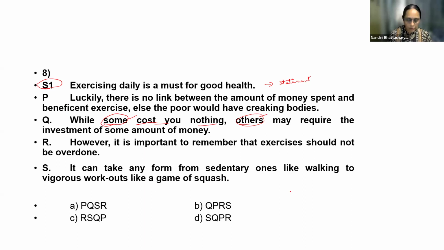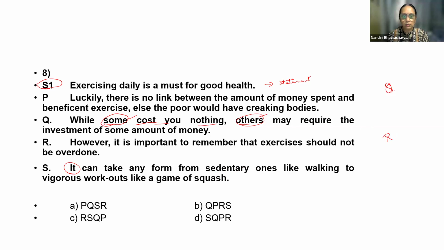Now, if we look at, so what goes with Q? S. It can take any form from sedentary ones like walking to vigorous workouts like a game of squash. It can take any form. R and S can go together, right?